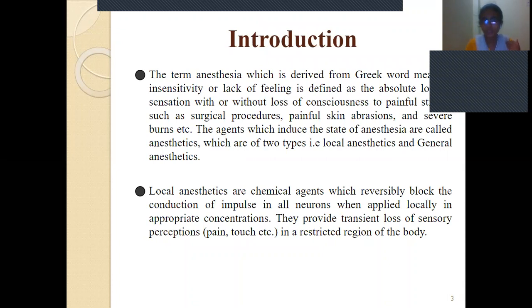At that site only the lack of feeling occurs, meaning the person cannot feel the touch or the pain at the particular site. But in case of general anesthesia, the person has a complete loss of consciousness. So this is the main difference between local and general anesthetic: the local anesthetic is given to only the particular body part, and in that part only we won't feel any sensation. But with general anesthesia, the person goes completely into unconsciousness.